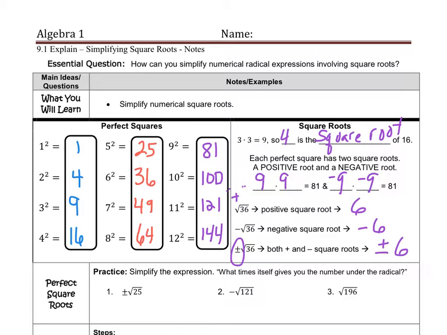All right, so 1, 2, and 3 are perfect squares. Go ahead and pause your video and fill out the answers to 1, 2, and 3, and then start the video back up.